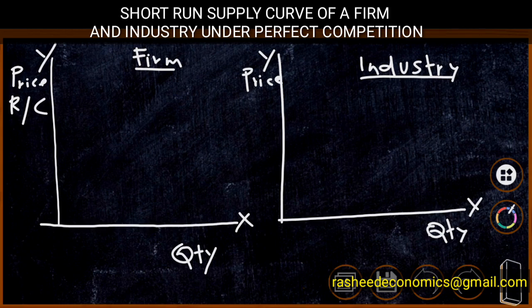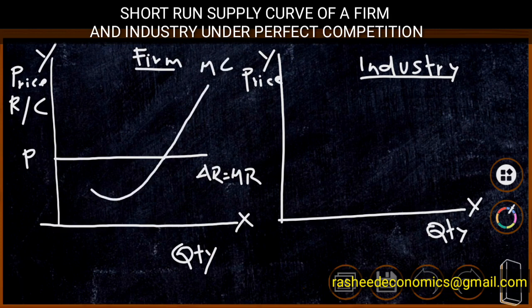Initially we are identifying the equilibrium condition of a firm. We have a normal AR and MR curve that is parallel to x-axis, and we have an MC curve. This MC curve intersects MR at a point, and that is the point of equilibrium, and on the basis of that point we have identified equilibrium quantity as OQ, and we have a price here. Now we got a price and quantity in case of a firm.